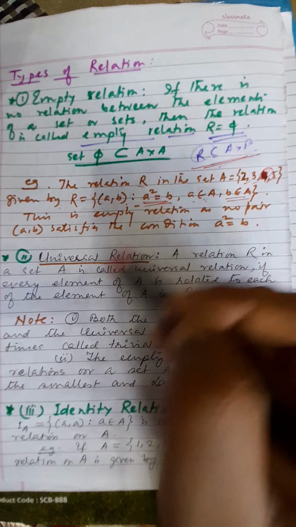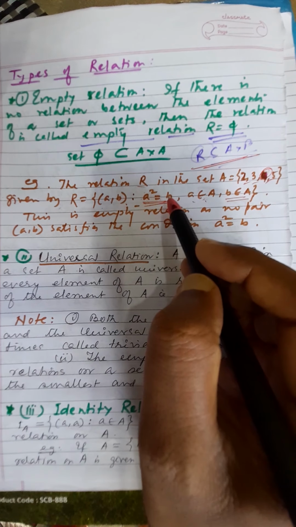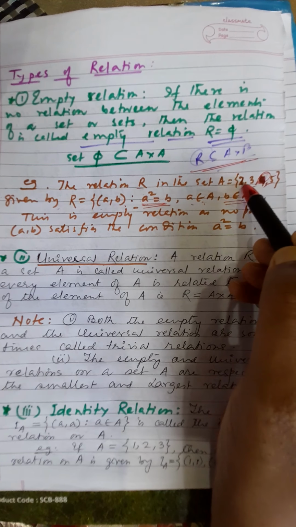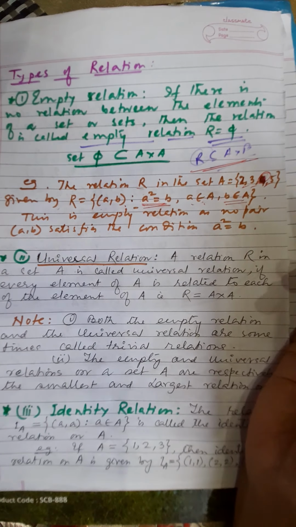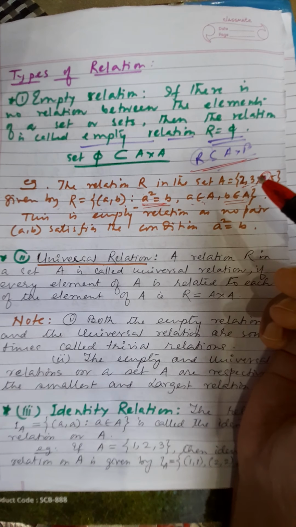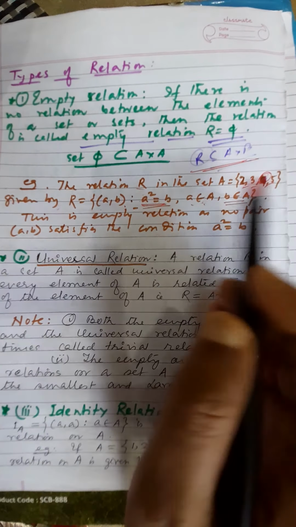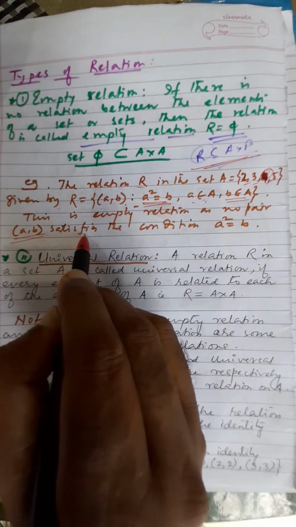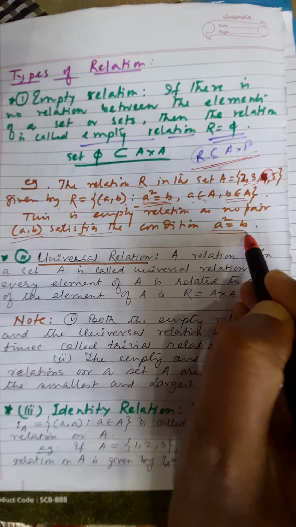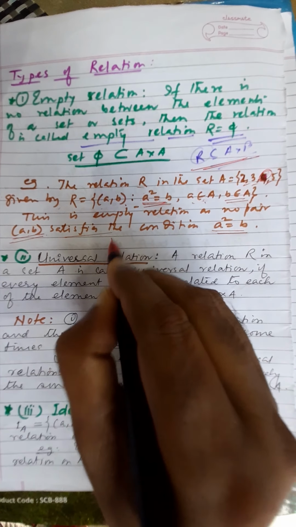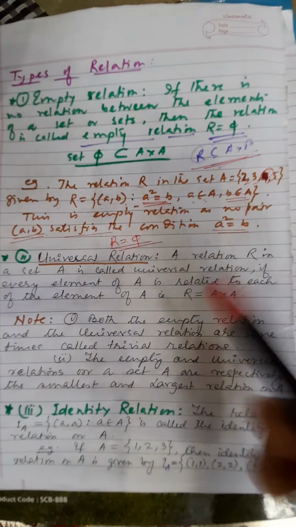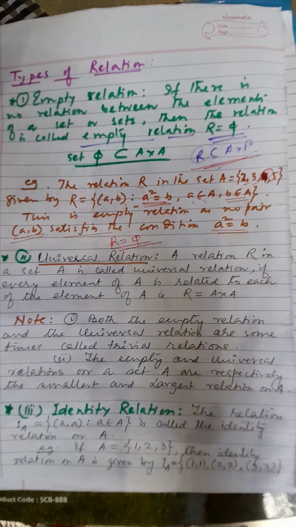So we will not get any elements whose a square is equal to b. Is there any perfect square number? No. 2, 3, 5 all are prime numbers, but they are not perfect square numbers. So we will not get any elements (a, b) that satisfy the condition that a square is equal to b. So here R is equal to what? R is equal to phi. Okay. So this type of relation is called an empty relation.